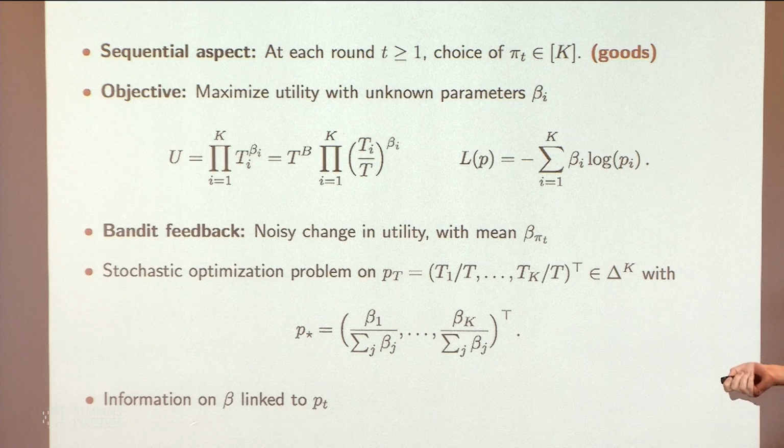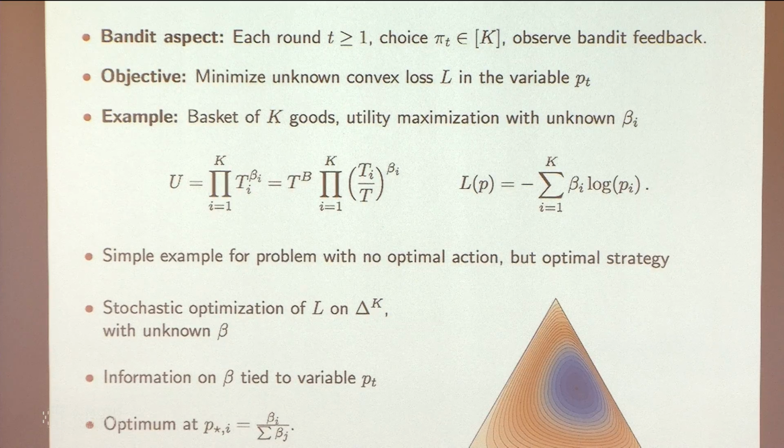And again, here the information on beta is linked to the variable pt. If you never buy one of these products, you never know about beta. Okay, so this is what the corresponding picture would look like. This function is not a linear form anymore. The minimum is somewhere in the middle.